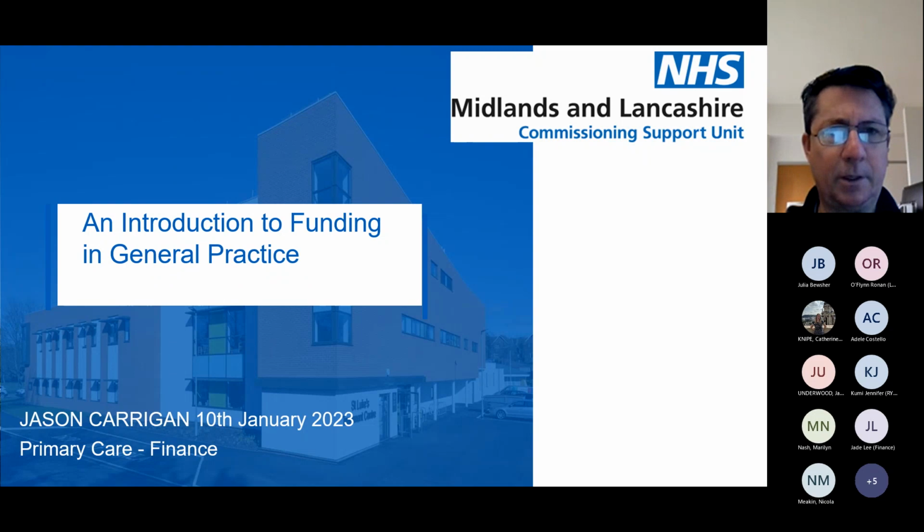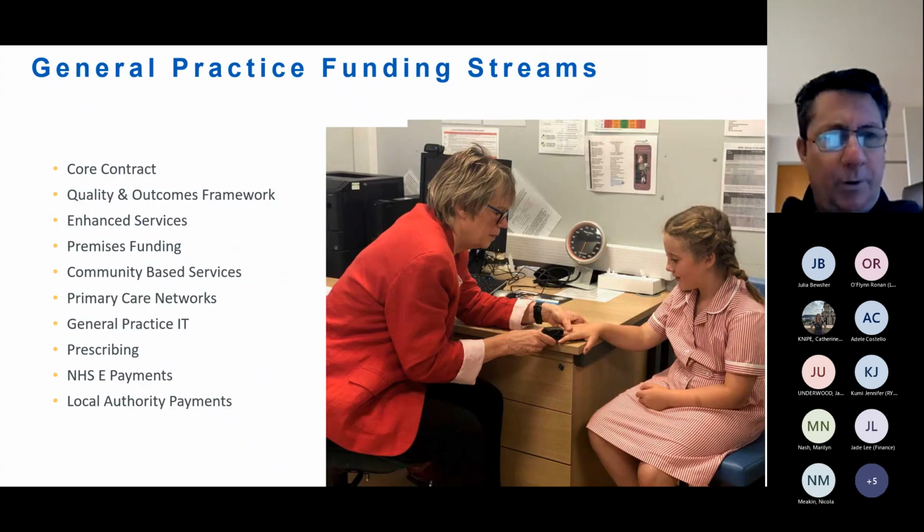Okay, so just a quick overview of what we're going to go through. We're going to go through the core contract of general practice, the Quality and Outcomes Framework, which is the QOF framework, enhanced services, premises funding, community-based services, primary care networks, which I just mentioned, and then from there it's other forms of income as well, which is general practice IT, prescribing, NHS England payments, and local authority payments.